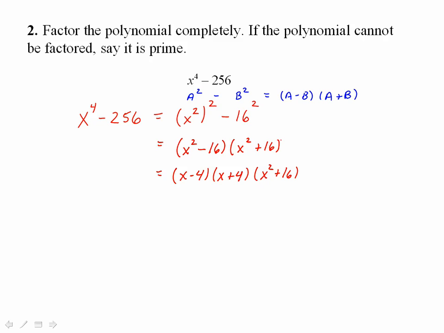So x to the fourth minus 256 factors completely as x minus 4 times x plus 4 times x squared plus 16.